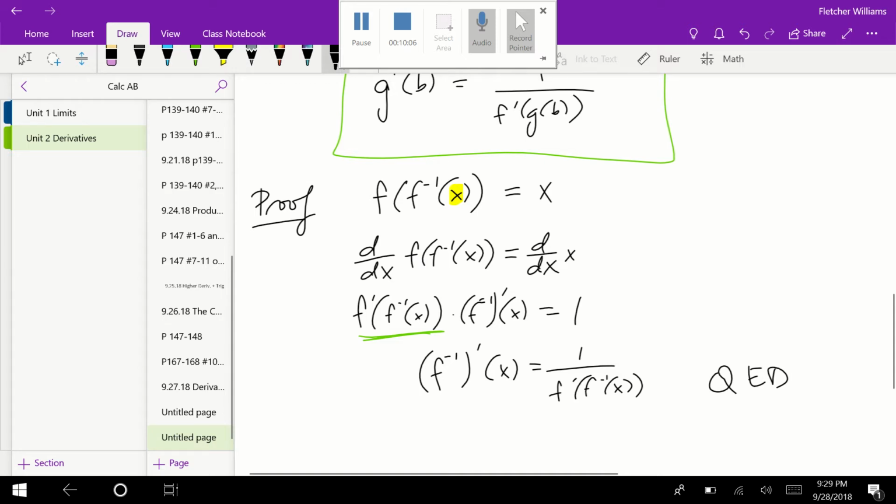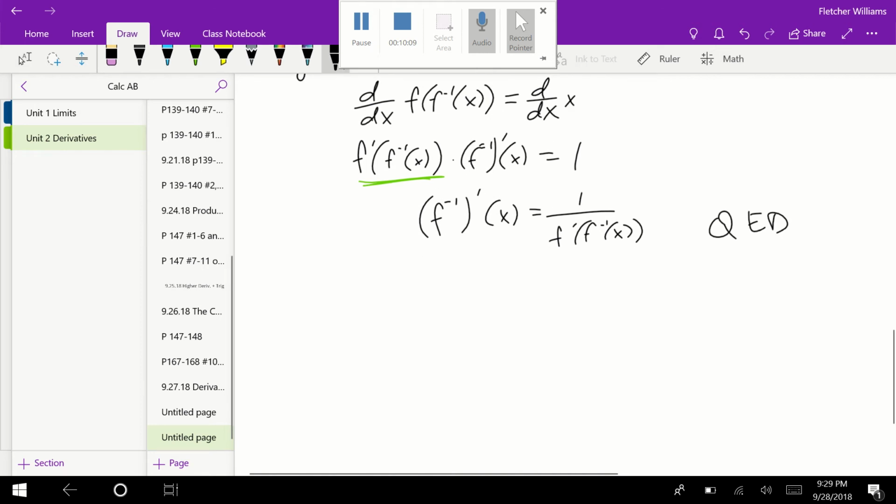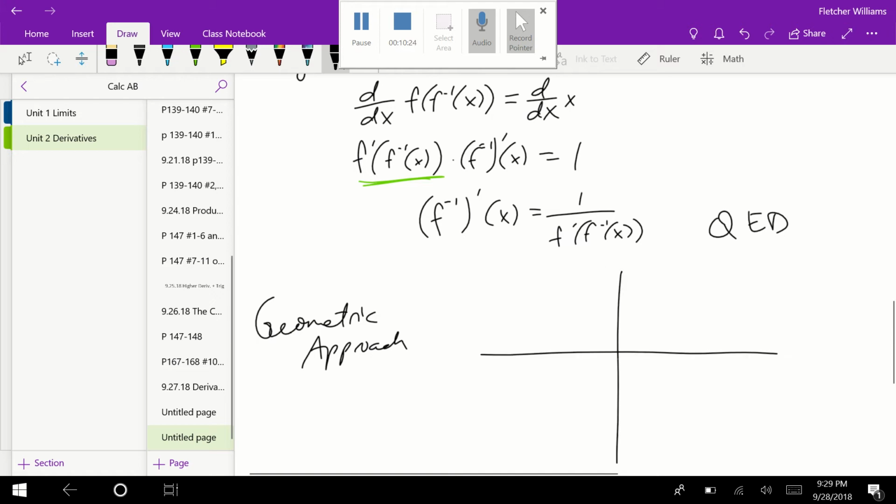There's a geometric way to understand this. So I'll write here geometric approach. So this one works by, say, taking, so you've got your line of symmetry, y equals x, and take some function. So we'll just do one that looks like natural log and one that looks like e to the x to keep it pretty simple to draw.